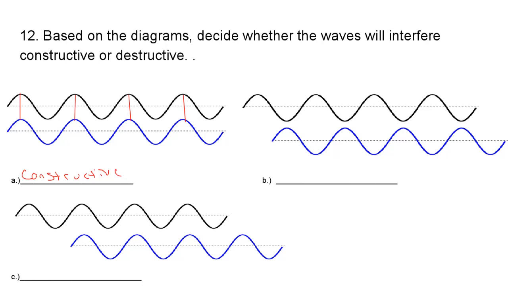Alright, now let's go ahead and do the next one. Well, got a crest here lining up with the trough of a second wave. So the crest and trough, crest and trough, crest and trough. So that looks like it's going to be destructive.